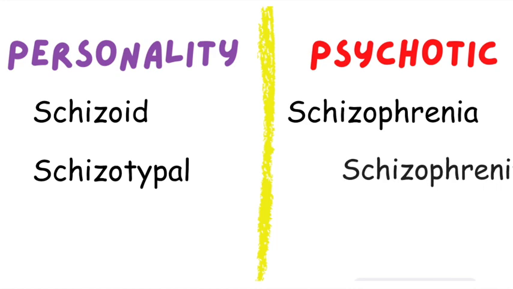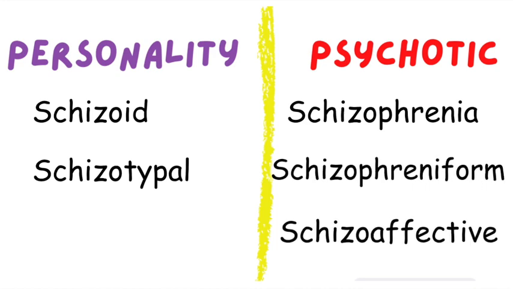Schizophrenia, schizophreniform, and schizoaffective have psychotic features. During this video, we will discuss commonly tested overlapping features and also do a short quiz to test your knowledge at the end of this video.